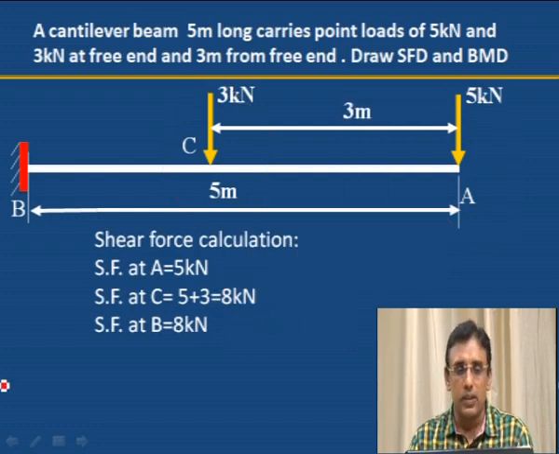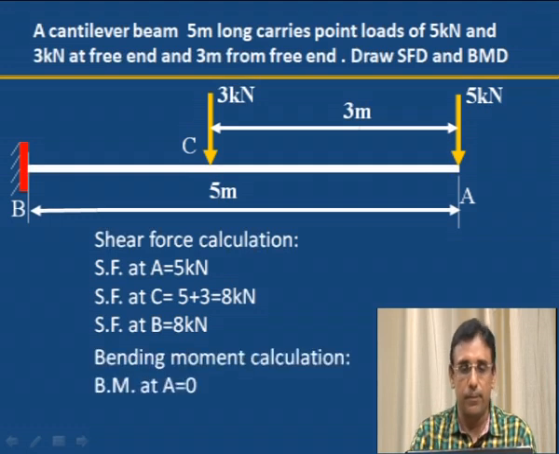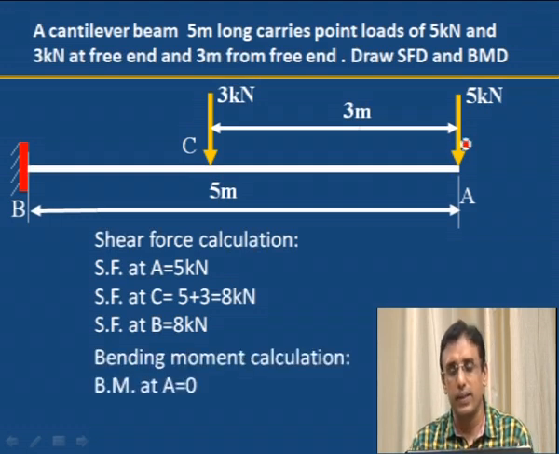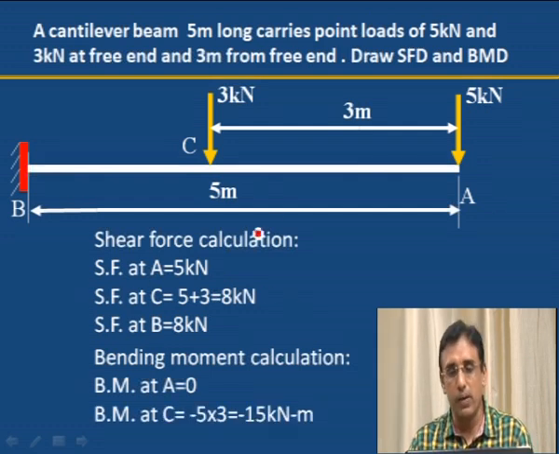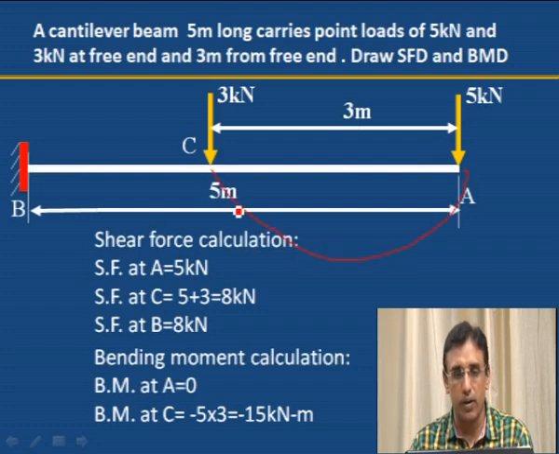Next, bending moment calculation. Bending moment at A is 0, because for a cantilever beam the bending moment at the free end will always be 0. Force into distance is 0. Bending moment at C, this is the C point. Up to here we have to take the moment.